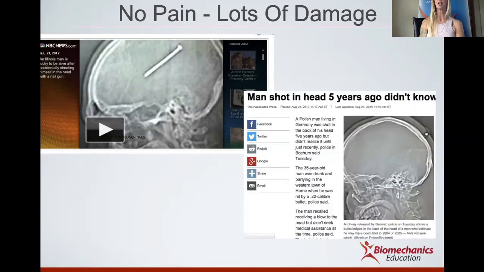And then also a guy who got shot in the head 5 years ago, hadn't realised it, thought it was just a tap to the head. But it's again about this messaging system. It can be weakened in terms of its accuracy, and certainly the level of pain that we feel may not represent the amount of damage or the risk.